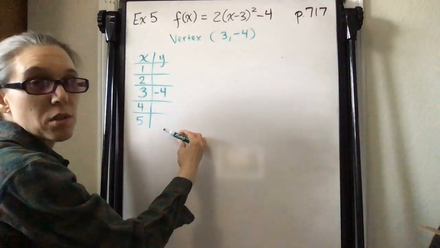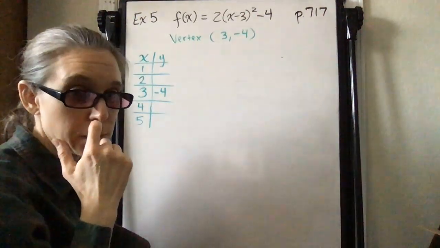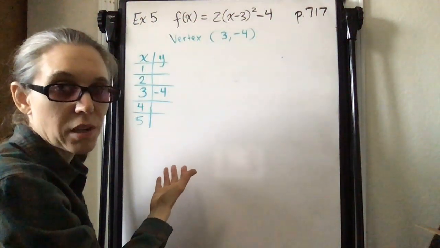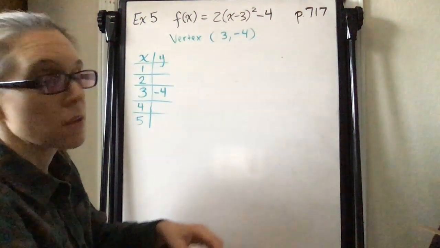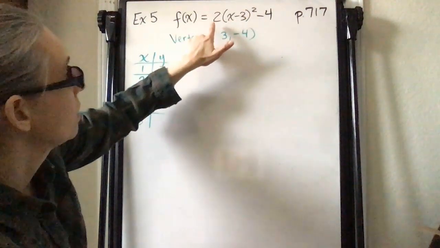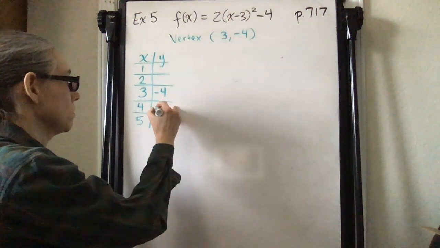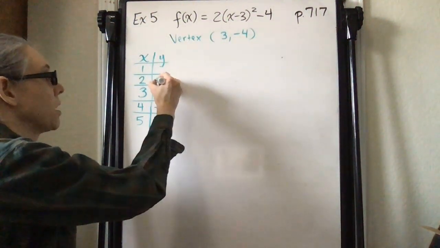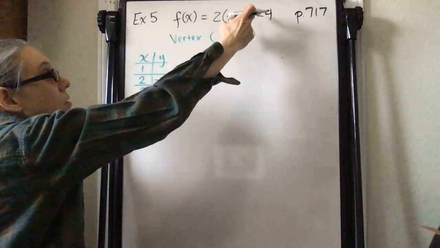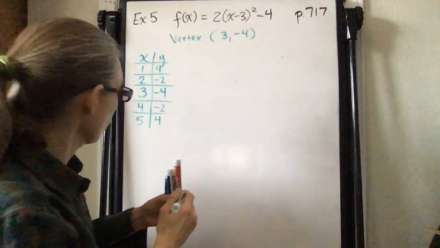So we should see symmetry here because the vertex is always going to give us symmetry. So when you plug these values in, these should be symmetrical to these. That's a good way to check to make sure that you plugged in the numbers correctly and got the correct values. So if you plug in 4 here, 4 minus 3 is 1, 1 squared is 1, times 2 is 2, minus 4 is negative 2. Same thing if you plug in a positive 2. Plug in 5. 5 minus 3 is 2. 2 squared is 4. Times 2 is 8. 8 minus 4 is 4. So we graph.